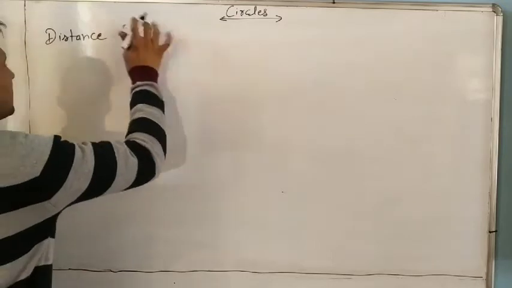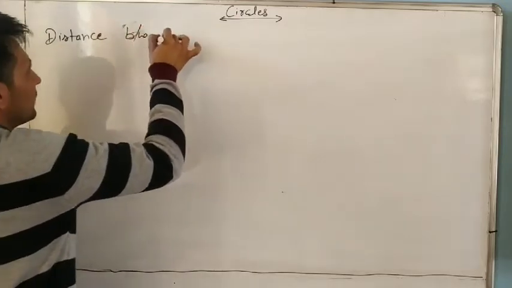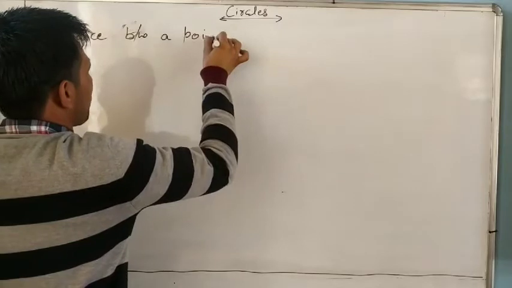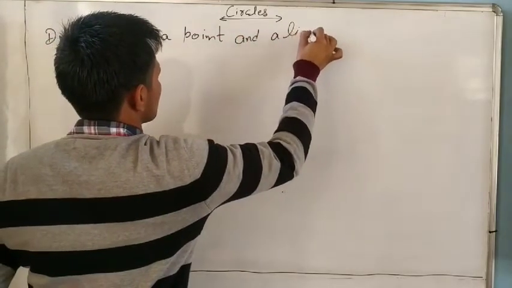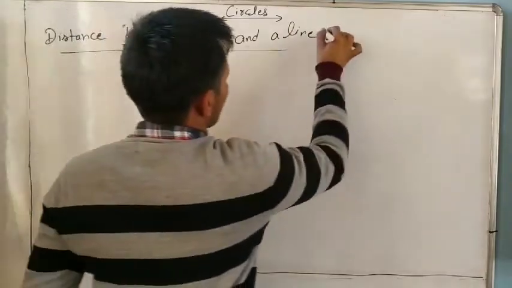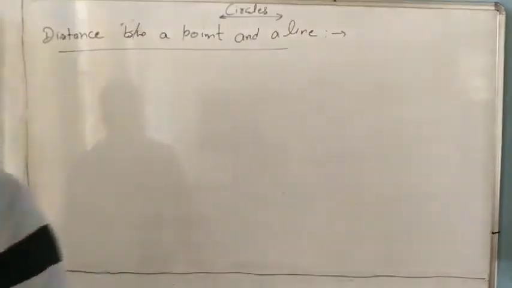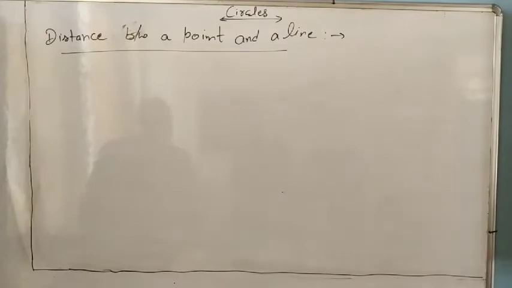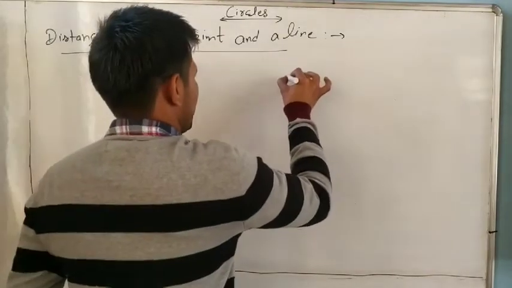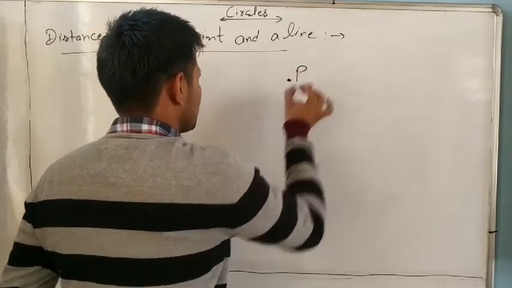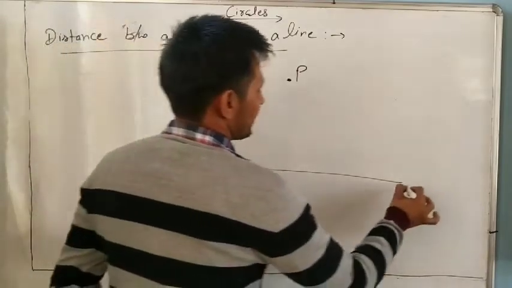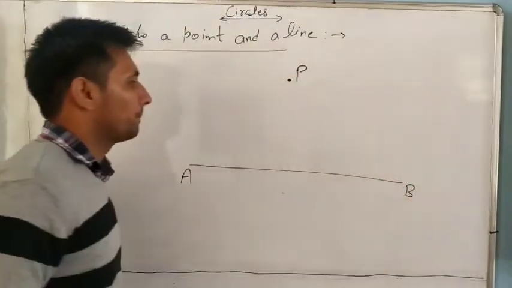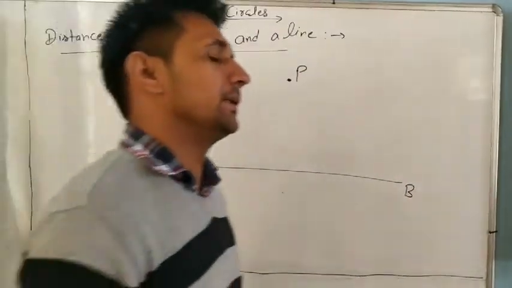Now, today we will start how to find the distance between a point and a line. What is the distance between a point and a line? Look, it is a point, point P, and it is a line, line AB. Find the distance between P and AB.